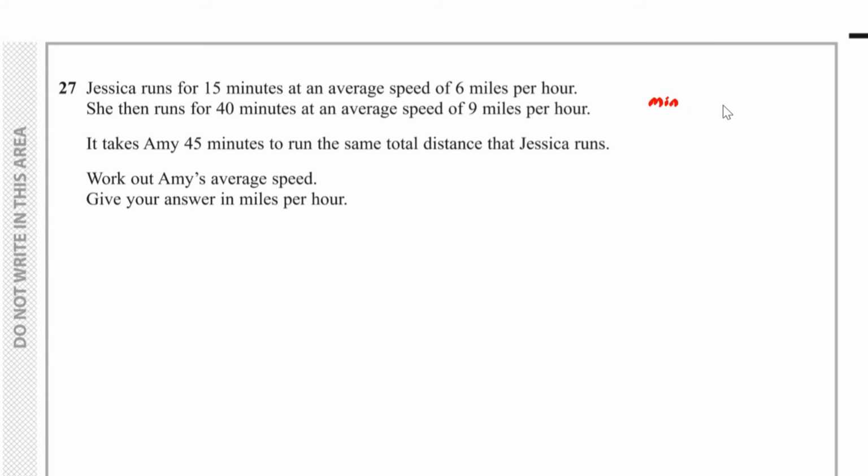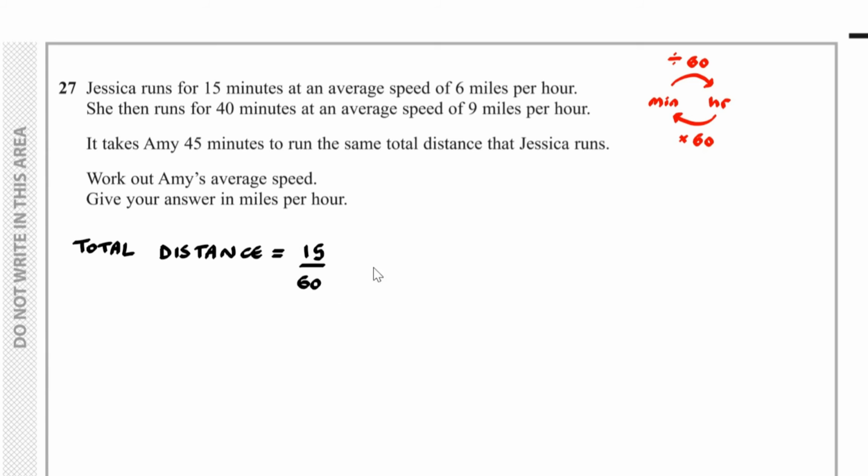So if I've got minutes and hours, minutes to hours I divide by 60. Hours to minutes I multiply by 60. So what I can do first of all is find the total distance. To find the total distance, what I need to do is convert, first of all, this 15 minutes into hours by dividing by 60.